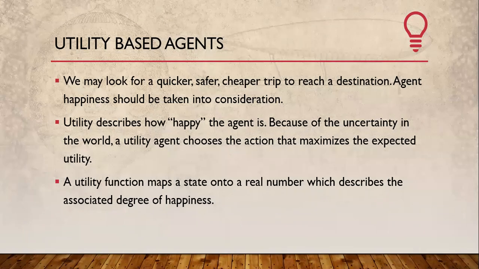Utility describes how happy the agent is. Because of uncertainty in the world, a utility agent chooses the action that maximizes the expected utility. Very important point, students: utility based agents will never be able to understand. For some person, getting a safe trip is very important. For some person, cheapness will be important. For some person, reaching there in one day will be important. So there will be a whole lot of different expectations from many different people interacting with these kinds of agents. Even if you think about the shopping agent, you can understand how versatile it will be.